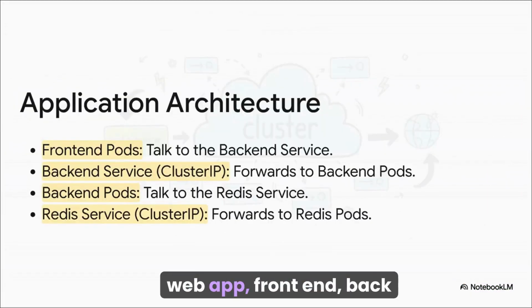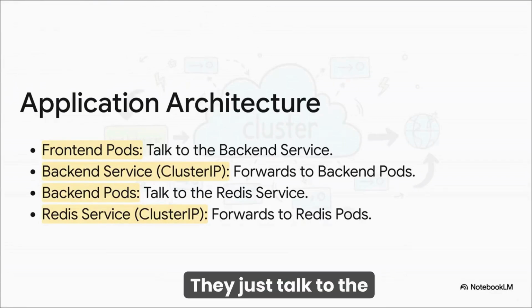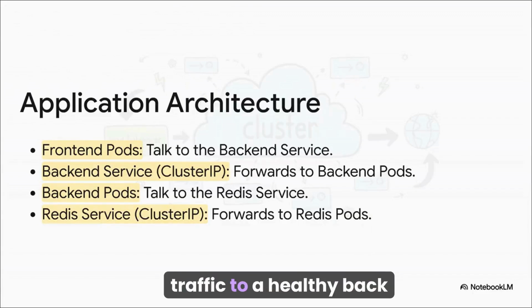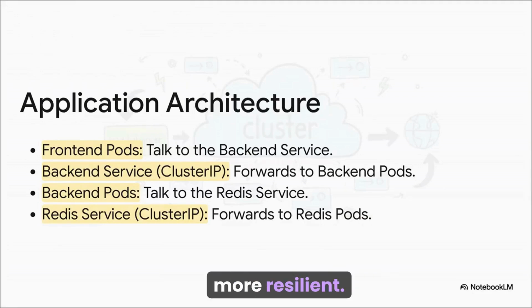Okay, picture a simple web app, front-end, back-end, and a Redis cache. The front-end pods, they don't know or care about the individual back-end pod IPs. They just talk to the stable DNS name for the back-end service, which is a cluster IP service. That service routes the traffic to a healthy back-end pod. Same thing for the back-end. It talks to the Redis cache through another cluster IP service. No component ever needs to know the direct changing IP of another. It makes everything way more resilient.